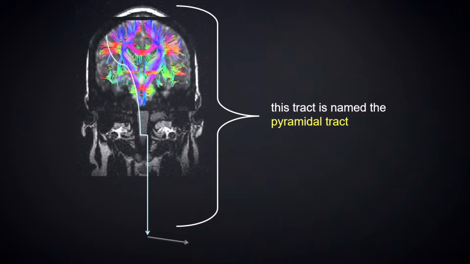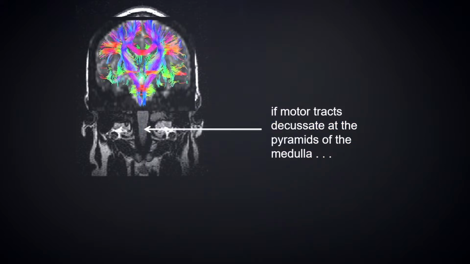This entire tract is called the pyramidal tract. It's called the corticospinal tract. It's called the upper motor neuron. It's called the motor tract. And so you have to remember that it goes by all of those names whenever you're reading about medical literature.